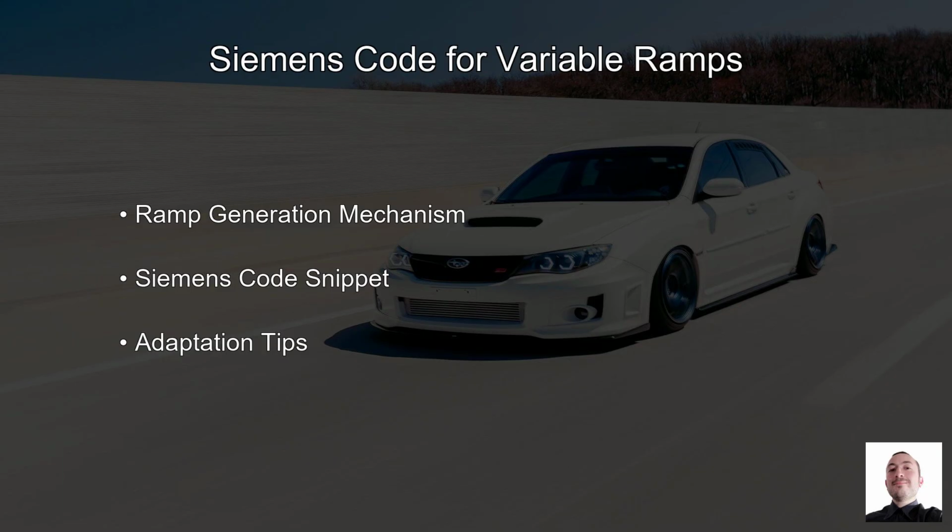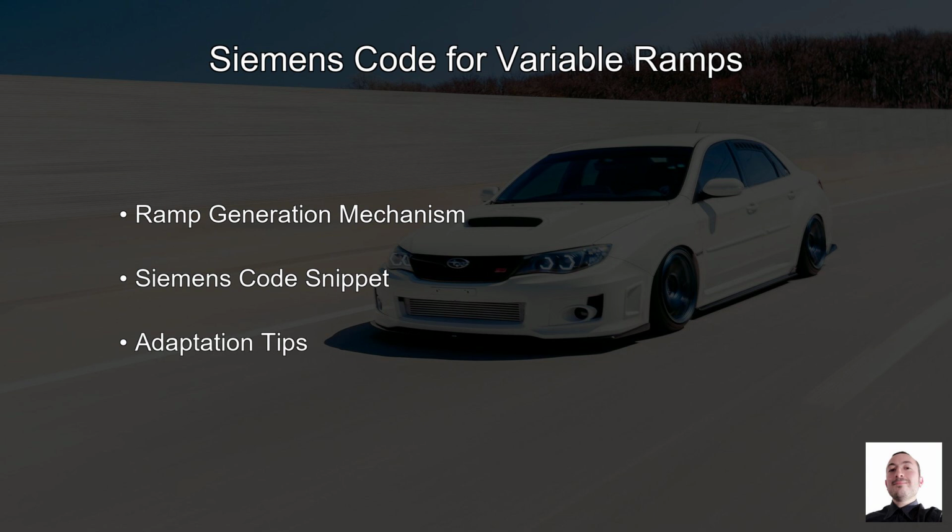Imagine you're driving a car, and you need to smoothly accelerate or decelerate. This is exactly what variable ramps do in industrial automation. Siemens provides a code that generates these ramps for variables, allowing for precise control over motor speed or other parameters. By adapting this code to your specific needs, you can achieve seamless transitions without abrupt changes.